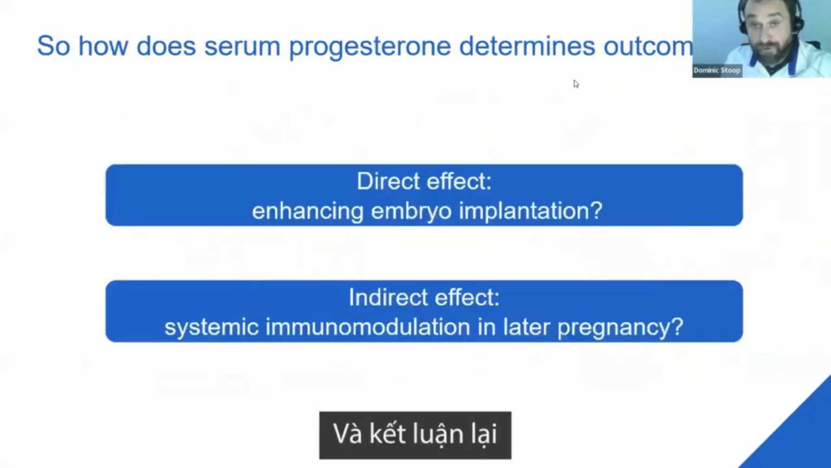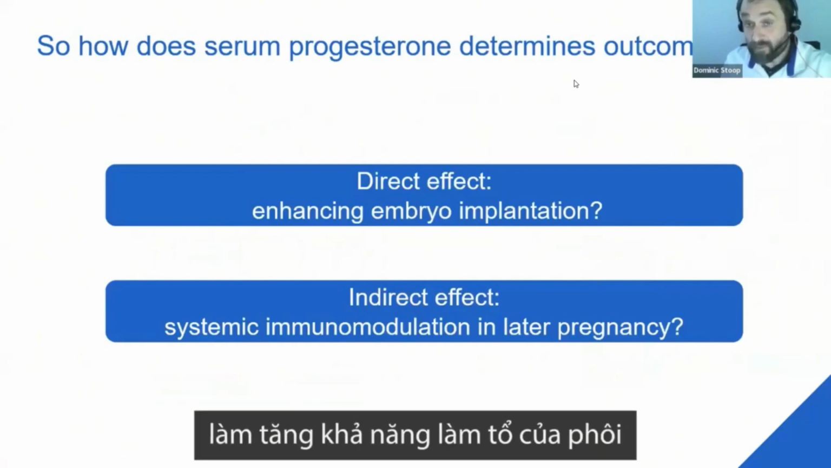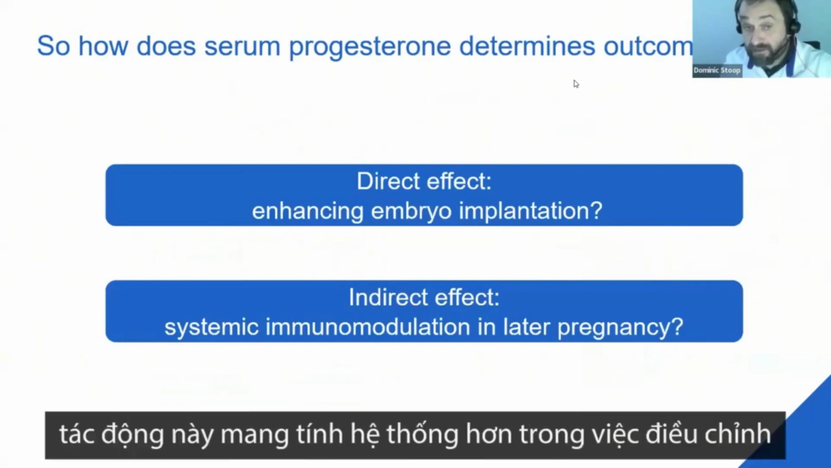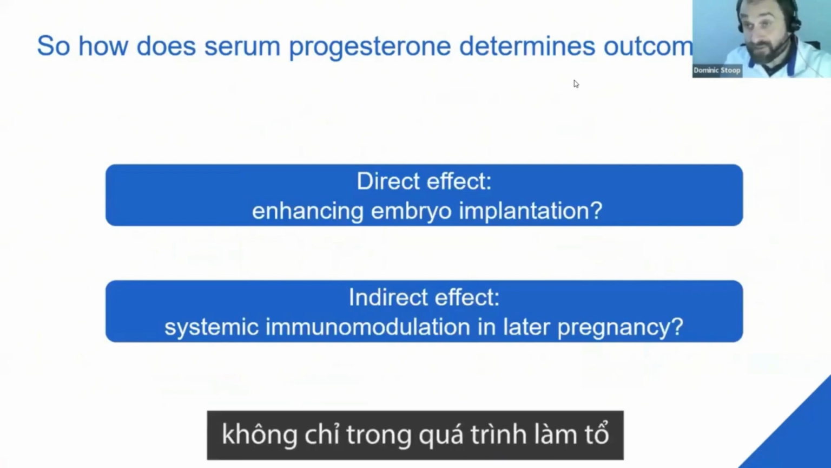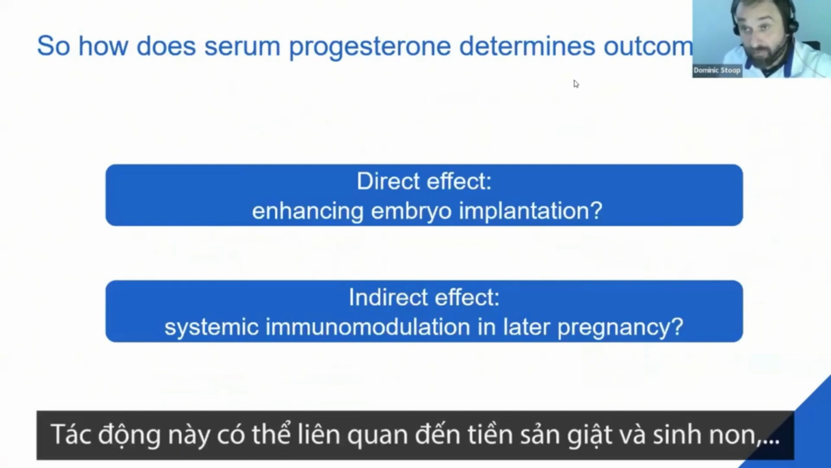So, in order to conclude, there's a direct effect in the uterus, directly enhancing embryo implantation. There's an indirect effect, and this is more systemic immunomodulation, not only during implantation, but also later in pregnancy. You have a potential effect on preeclampsia and on preterm birth and so forth.